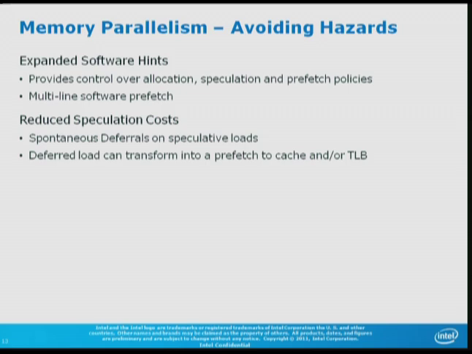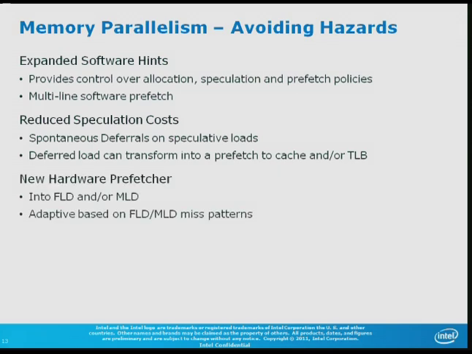Itanium has facilities for control and data speculation. Poulson has taken steps to reduce the cost of that speculation, making it less hazardous for a compiler to insert these speculative load operations. Specifically, Poulson will detect conditions where a speculative load might start taking up too many resources and will spontaneously defer that load. And that deferred load can be transformed into a prefetch into the cache or TLB.